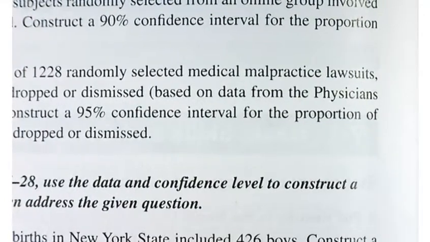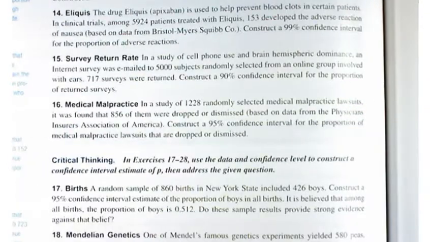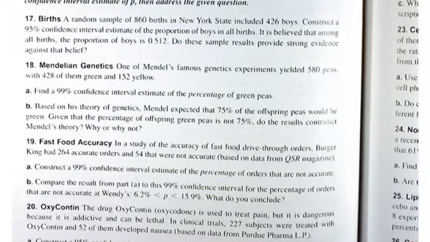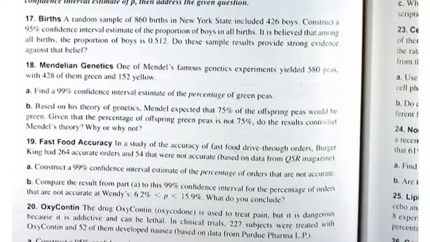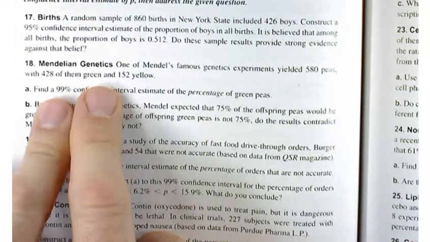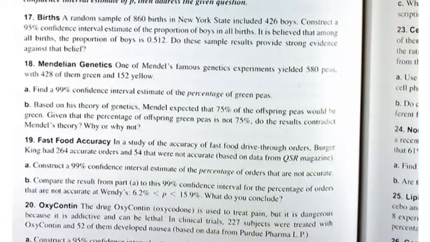So this is section 7.1 still. Let's take a look back at problem number 18. One of Mendel's famous genetics experiments yielded 580 peas, with 428 of them green, 152 of them yellow. Find a 99% confidence interval for the estimate of the percentage of green peas. So we don't necessarily know, in theory, how many exactly to expect, but we can construct a 99% confidence interval. So let's do that.